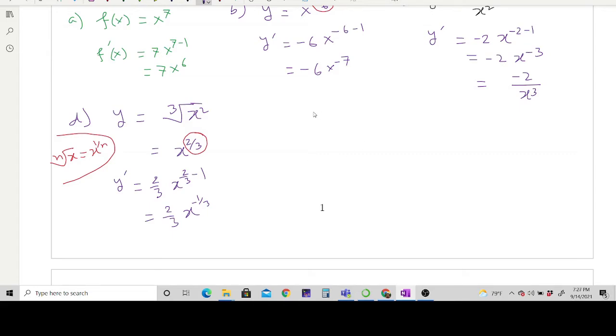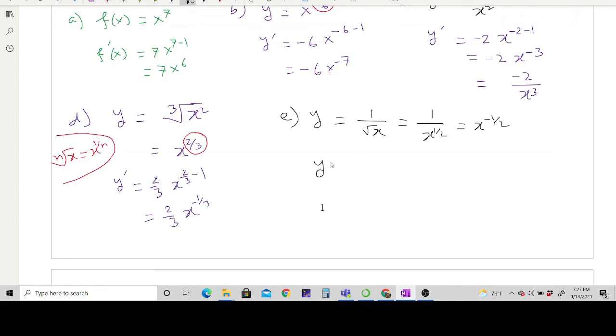Okay, then another example, if y equals 1 over radical x, again radical x means the power of x is 1/2. So we can simplify this if we put it in the top. So you change the sign of the exponent, so it's going to be x to the negative 1/2.